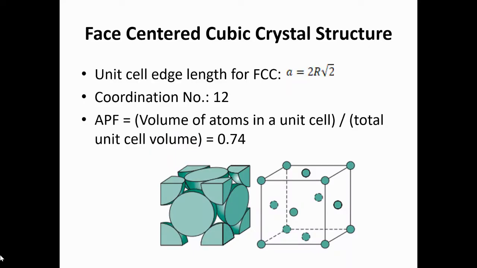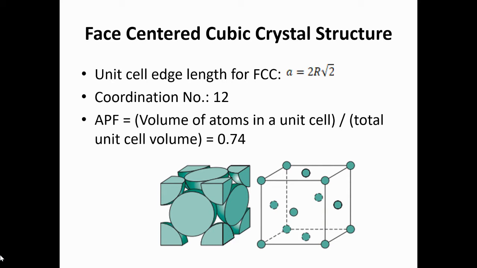Okay, so we will now discuss a crystal structure called the face-centered cubic crystal structure. Some of the familiar materials having this crystal structure are copper, aluminium, silver and gold. In FCC, atoms are located at each of the corners and the centers of all the cube faces. That's why it is called face-centered cubic crystal structure.